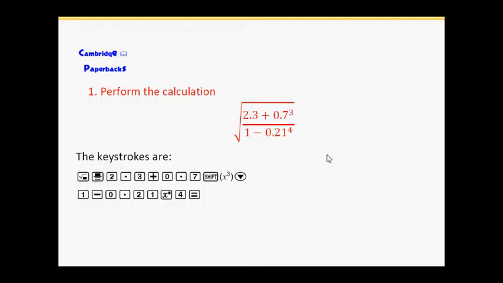So the first calculation we're going to have a look at is the square root of 2.3 plus 0.7 raised to the power 3, divided by 1 minus 0.21, all raised to the power 4. Let's bring up our calculator.